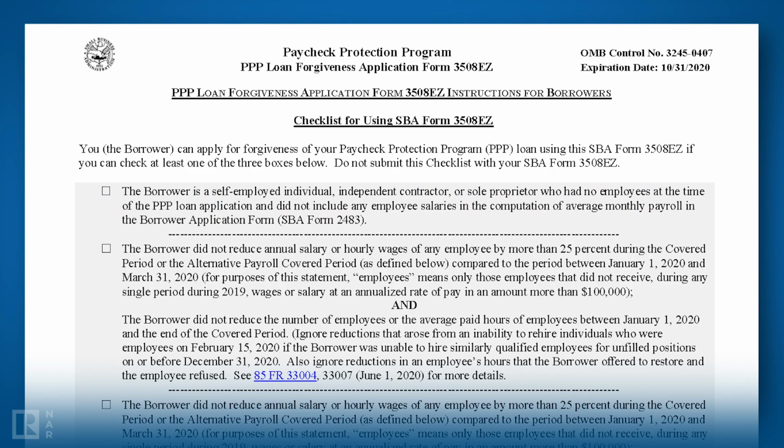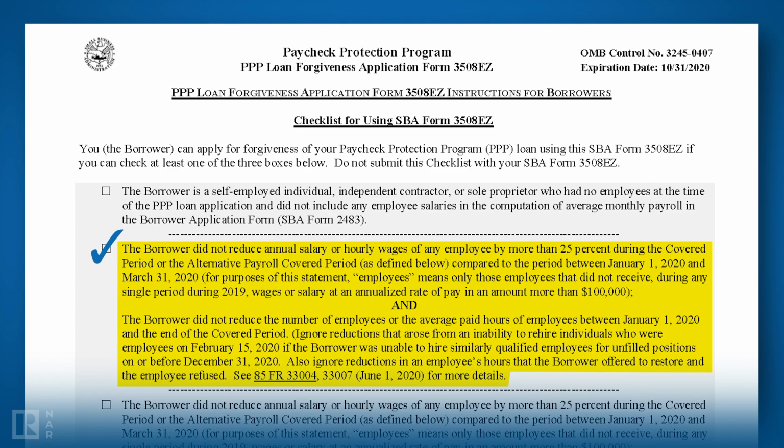Second, a borrower can use Form 3508EZ if the borrower did not reduce any employee's annual salary or hourly wages by more than 25% during the covered period or alternative payroll covered period as compared to the period between January 1, 2020 and March 31, 2020, and the borrower did not reduce the number of employees or the average paid hours of employees between January 1, 2020 and the end of the covered period.